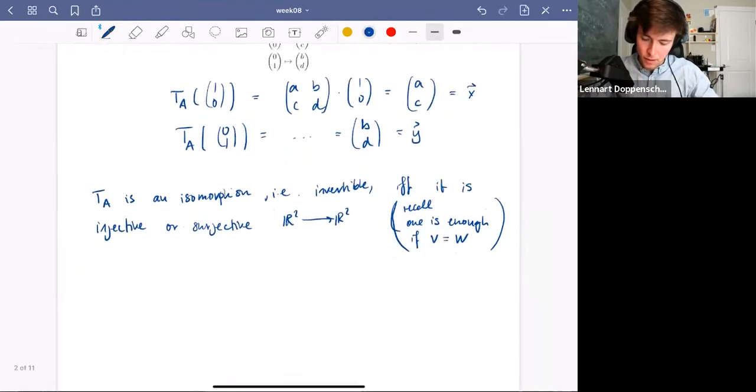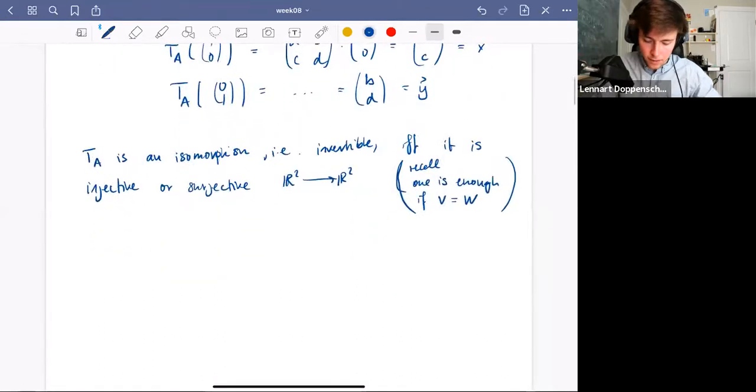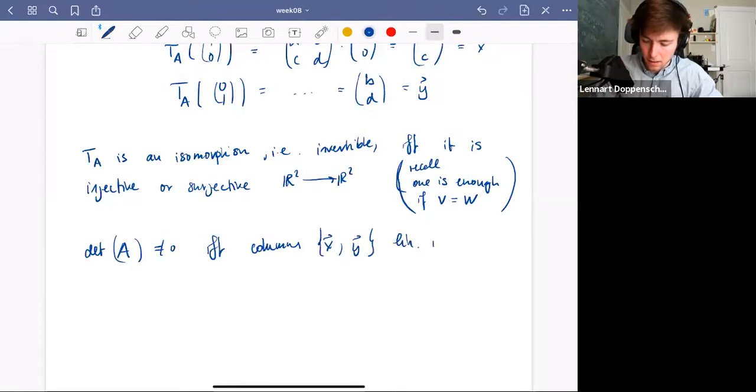But now the determinant of this matrix is non-zero, from the previous observation that we made from the proposition on the last page, if and only if the vectors, the columns X and Y, are linearly independent.